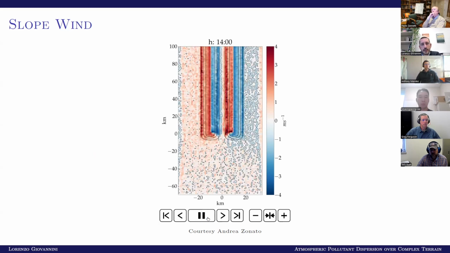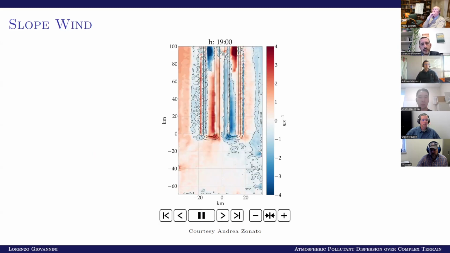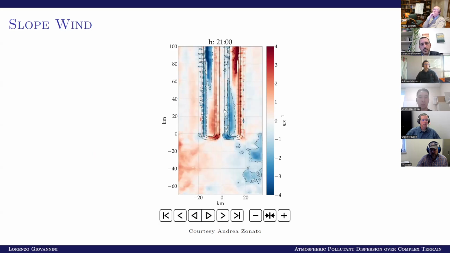And then during the evening we have the transition, and during the night we have exactly the opposite situation, with this downslope circulation, with air which blows from the top of the mountain to the sidewalls.